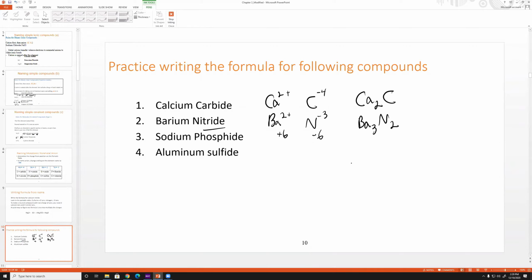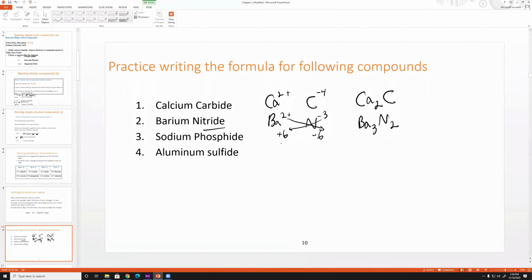Ba3N2. That crisscross rule I mentioned, all that means is you can take the charge after you write the ions and just cross it to the adjacent atom. And this would actually work out for most cases. But it would not work out for the case we just did, calcium carbide, because if you did that, you'd end up with Ca4C2, which technically isn't correct.